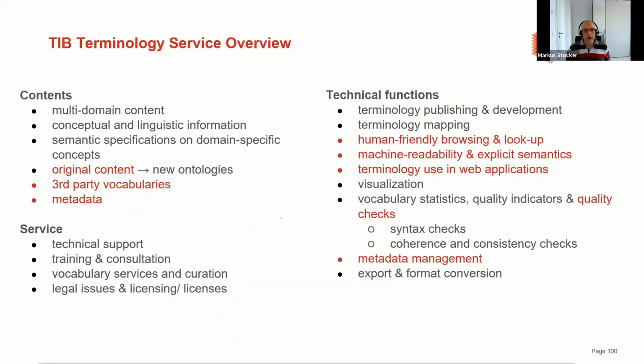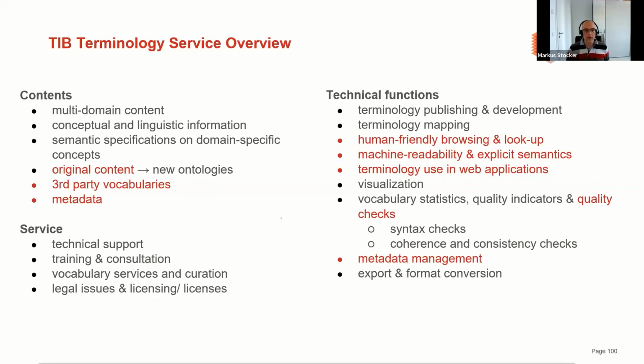Next slide, please. Briefly on the contents, the TIB terminology service acts as a backbone for the various NFDIs. So it's multi-domain content. It's of course conceptual, so semantic specifications, formal descriptions of the terms, but also linguistic, human readable information. We are focused on the red highlighted aspects here currently. In many domains there is original content, so terminology described perhaps in non-FAIR resources like PDFs, and here we need to leverage these and create new formal ontologies. But of course, in many domains there are also third-party vocabularies that we can leverage.